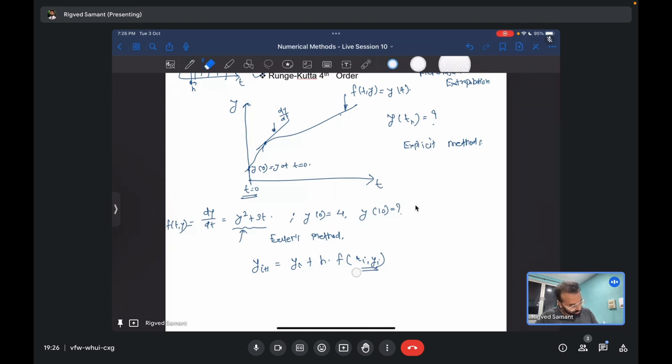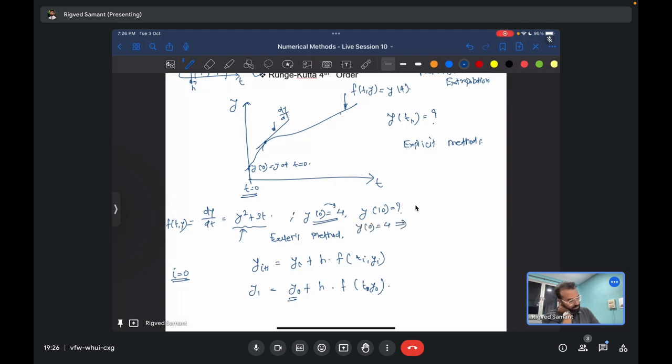Now what is the significance of i? If you consider i is equal to 0, this will become y1 is y0 plus h into f of t0 comma y0. So you know the value of y0 from here, right? This is y of 0 is equal to 4, which means t0 is equal to 0, y0 is equal to 4. You know the value of t0, you know the value of y0. I will talk about h, that will also be known to you. So you know all the values and you are finding the value for the next iteration. So you are finding the value at the next instant from the values at the current instant, right?